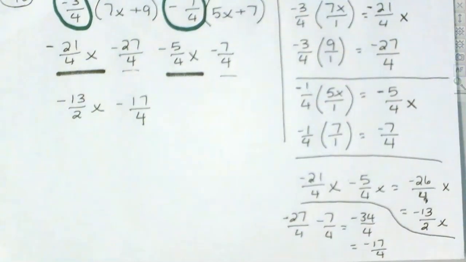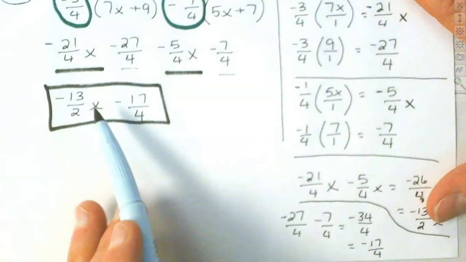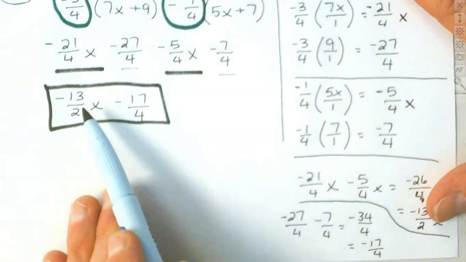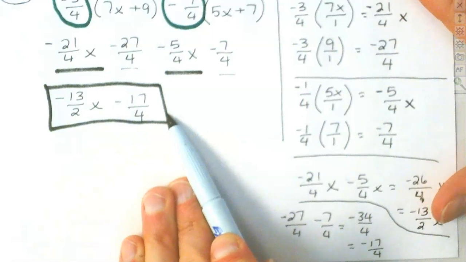How do we know when to stop? Sometimes students struggle with when to stop. Why can we not go any further? These cannot be combined together. Why not? This one has an x. This one does not. These are unlike terms. They're not like, so they cannot be combined together.